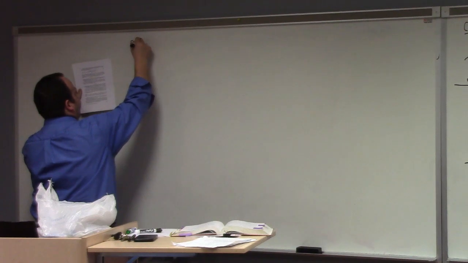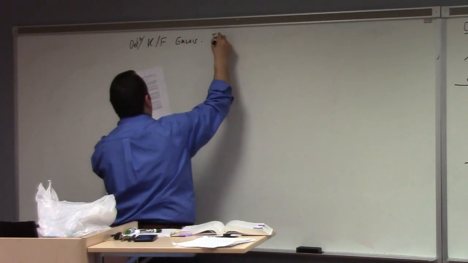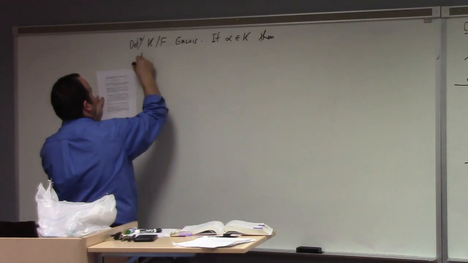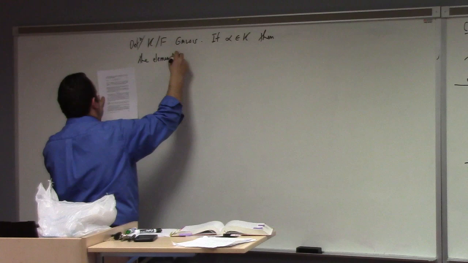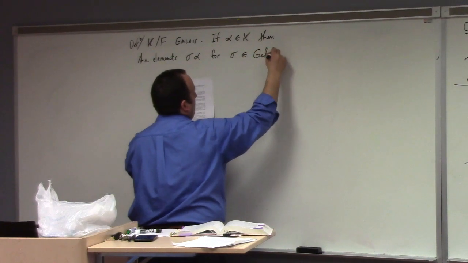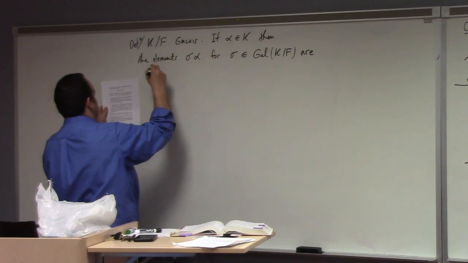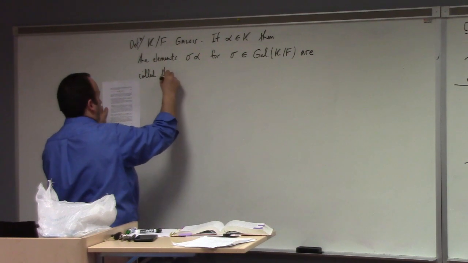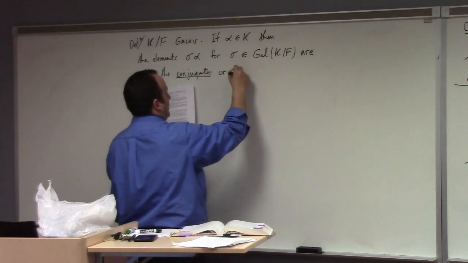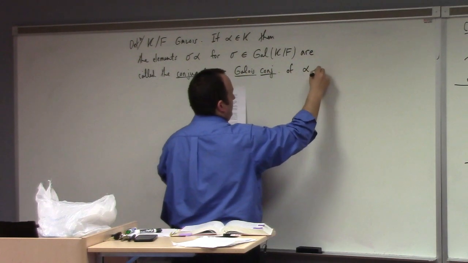Definition. K over F Galois. If alpha is an element of K, then the elements sigma alpha for sigma in the Galois group of K over F are called the conjugates, or if you like, Galois conjugates of alpha over F.